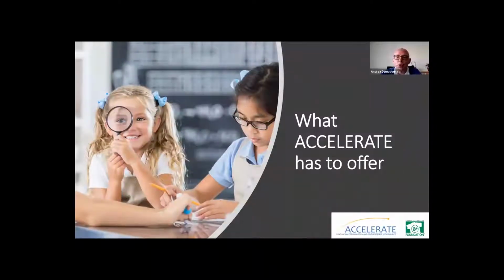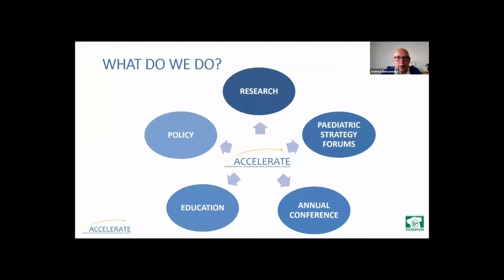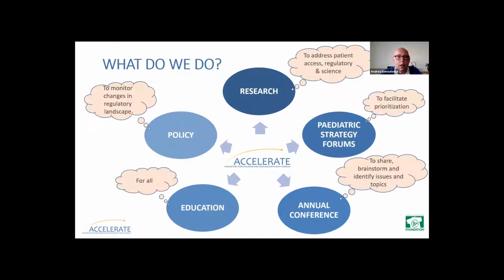Now, let's dive into what we do in order to accelerate innovation in drug development for children and adolescents with cancer. We will provide you a brief overview of the 5 pillars representing the work Accelerate does. As illustrated in the next slide, the work we are carrying out covers 5 areas of intervention. The first one is represented by research. We have several working or research groups which are currently active to address pediatric access, regulatory, and science.